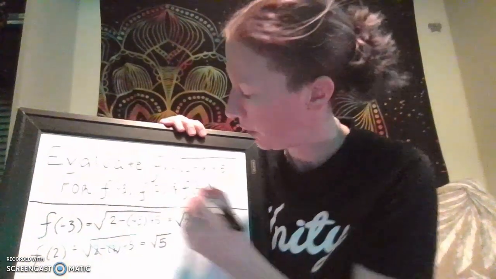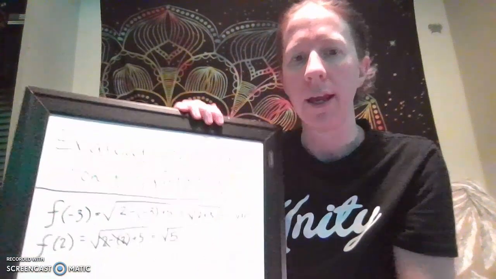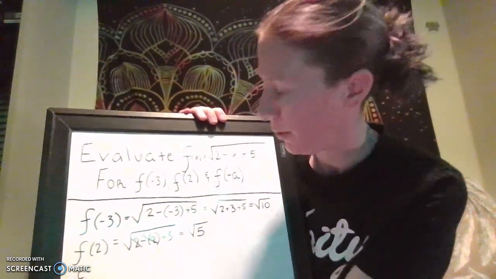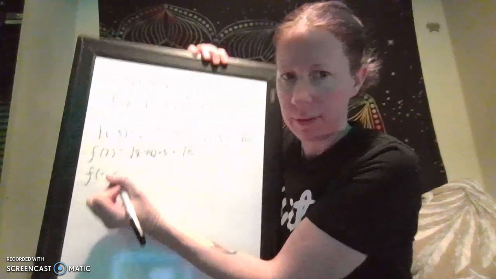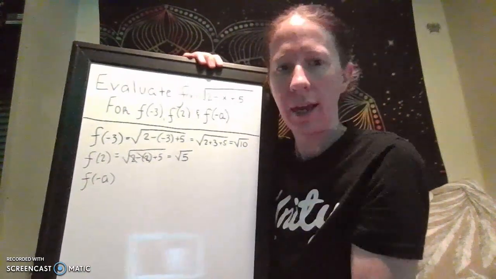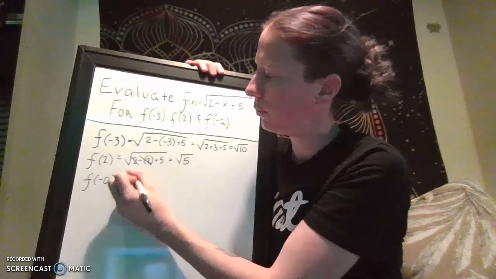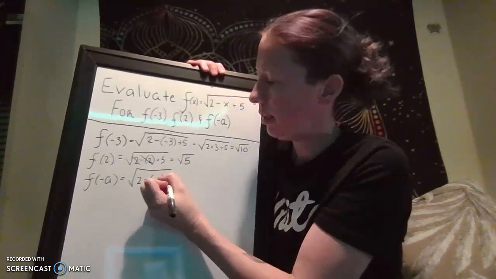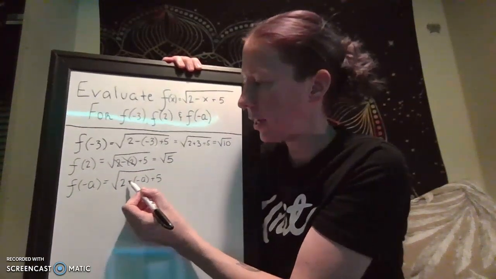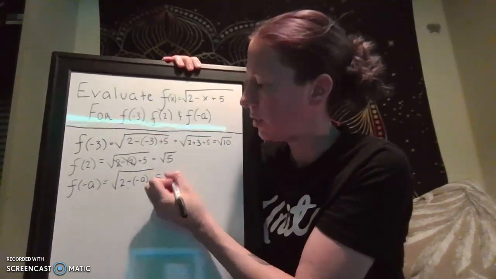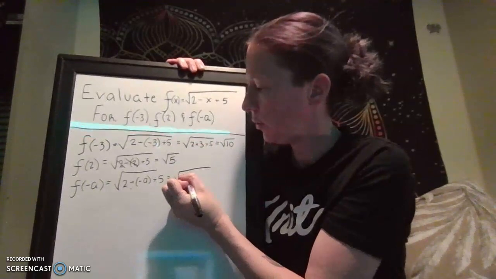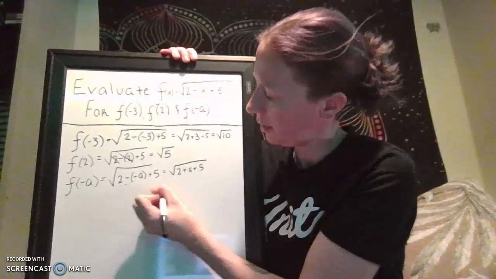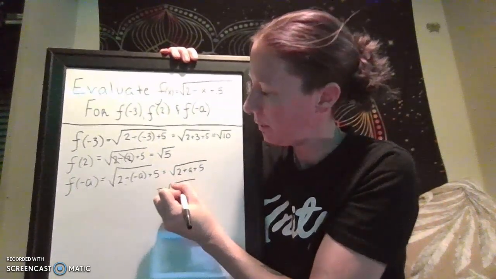Now for the last one, we are going to substitute the x for a -a. For this one, we're probably just going to simplify the equation. So f of -a equals the square root of 2 minus -a plus 5. The negatives are going to cancel each other out, so you're going to get plus signs. So you're going to end up with 2 plus a plus 5. And then if you simplify it, you're going to end up getting the square root of 7 plus a.